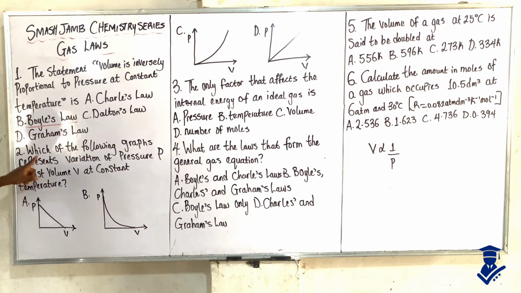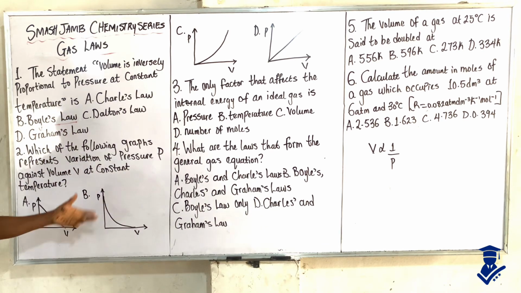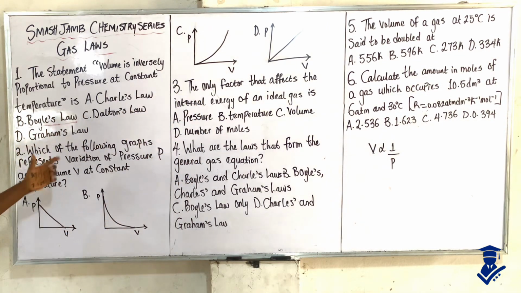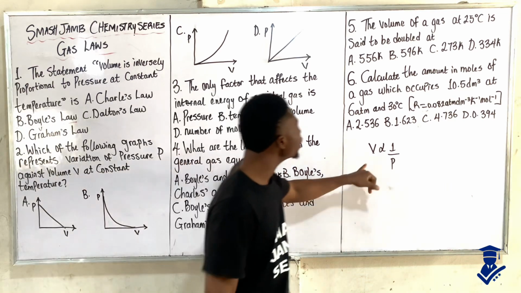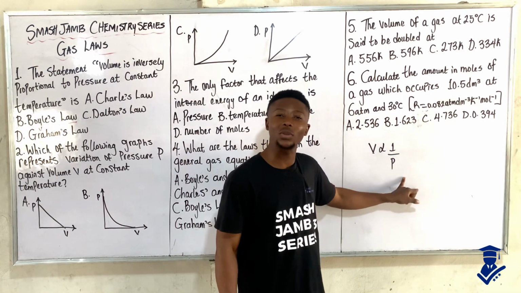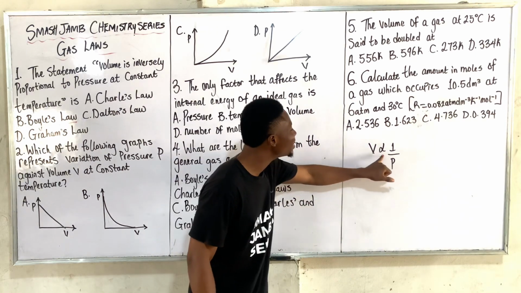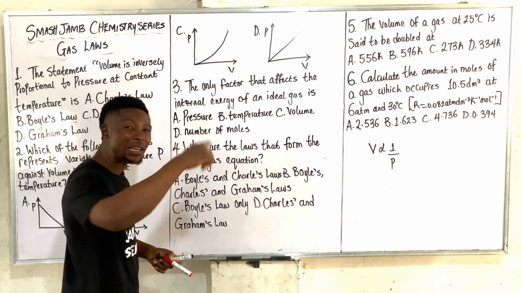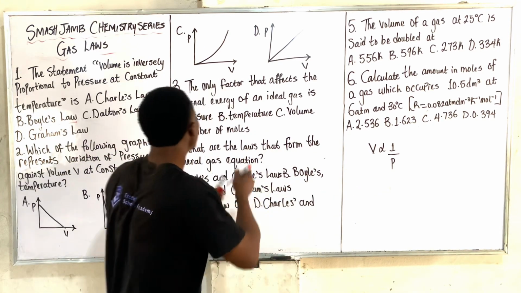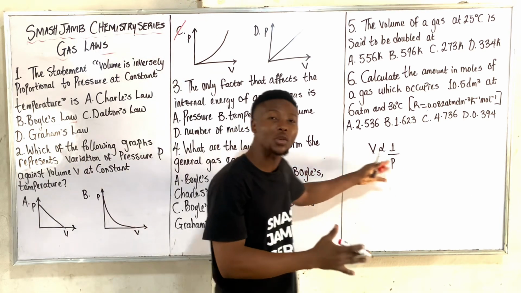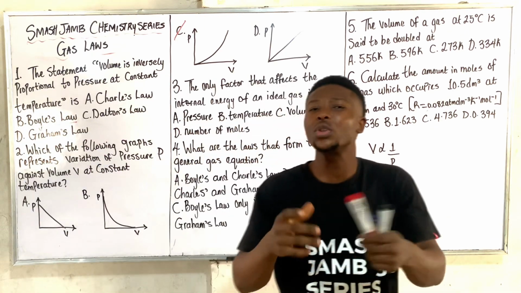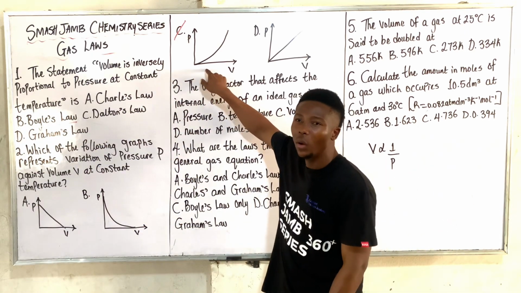Now the next question says, which of the following graphs represents the variation of pressure against volume at constant temperature? They are asking which of these graphs represents Boyle's law. Don't forget that Boyle's law says that the volume of the given mass of the gas is inversely proportional to the pressure, meaning that you have an inverse relationship. The graph that best represents an inverse relationship between two or more quantities is this graph. Apart from Boyle's law, just know that when you're talking about an inverse relationship between two or more variables, this is how the graph should look. So this is correct.